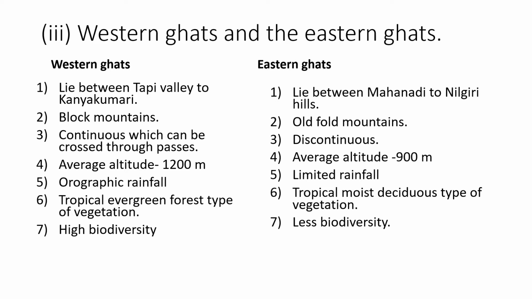Western Ghats average altitude is 1200 meters, while Eastern Ghats average altitude is 900 meters. In Western Ghats, there is orographic rainfall, while in Eastern Ghats rainfall is limited. In Western Ghats, tropical evergreen forest type of vegetation is found, while in Eastern Ghats, tropical moist deciduous type of vegetation is found. In Western Ghats, there is high biodiversity, while in Eastern Ghats, there is less biodiversity in comparison to Western Ghats.